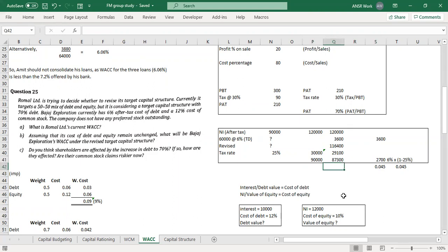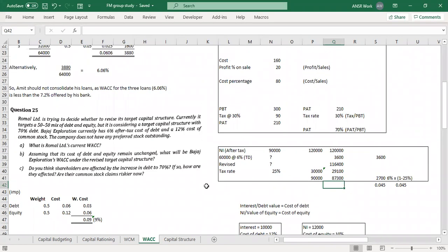Do it once more. 0.75X is 90,000, right? Do 90,000 divided by 0.75. Oh, right, 0.75, I got it. So every time remember, whenever we say percentage, that means 0 point something something. So never use the whole value.